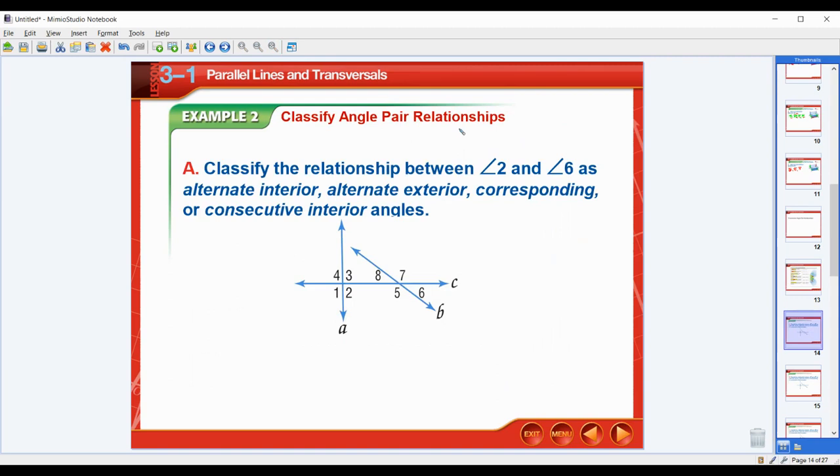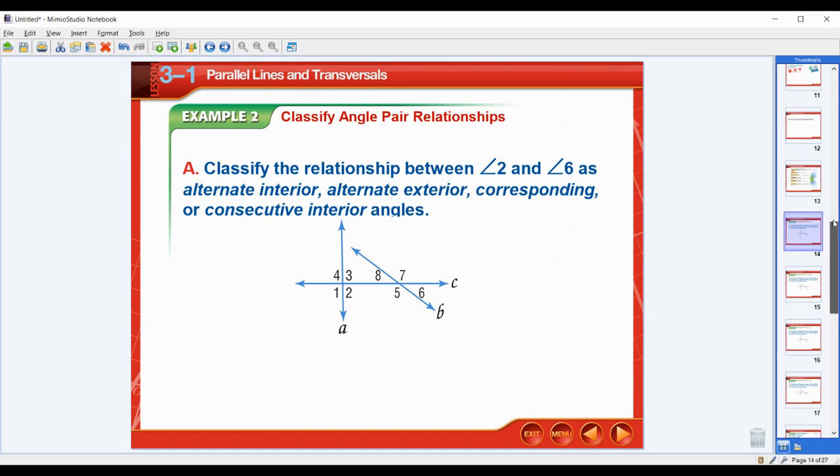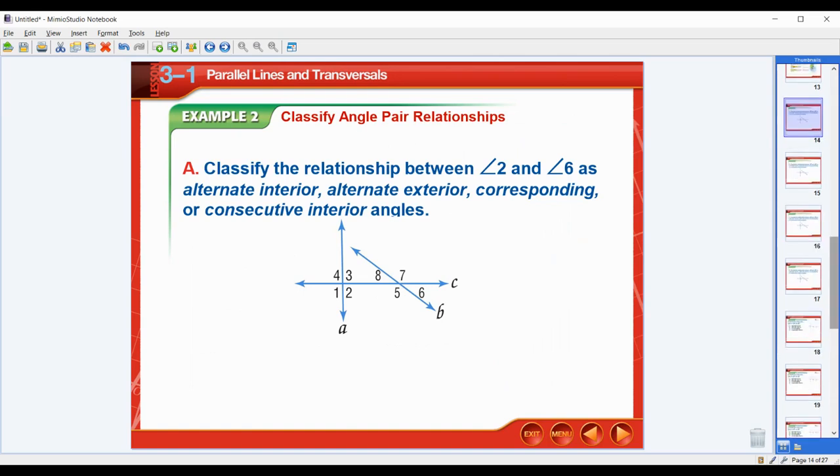First example here, classify the relationship between angle 2 and angle 6. So angle 2 is right here on the inside. Angle 6 is on the outside. And I want to ask you, if C is our transversal, are these on the same side of the transversal or opposite sides of the transversal? And our answer here is going to be 2 is on the inside, 6 is on the outside. They're both on the same side of the transversal. So these are going to be corresponding angles.